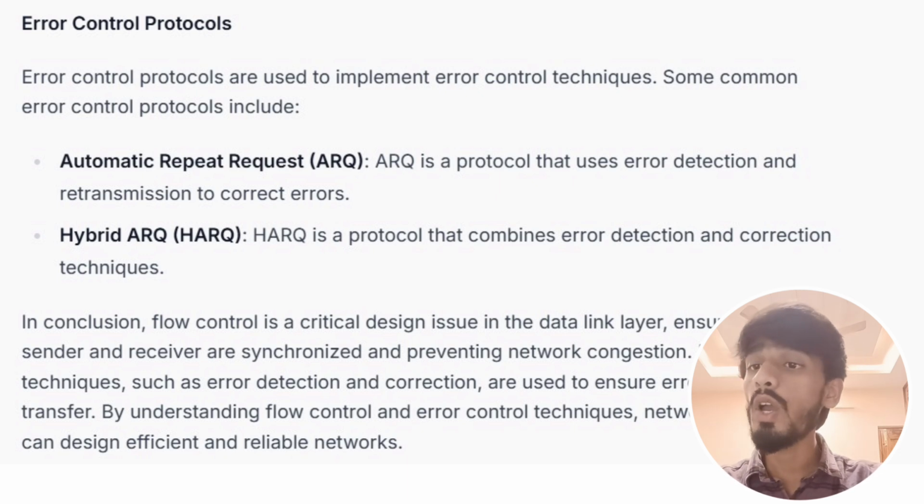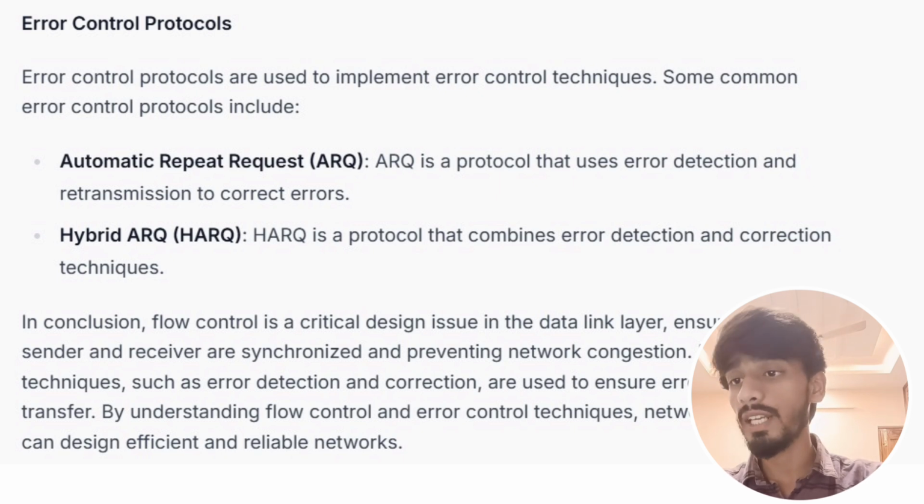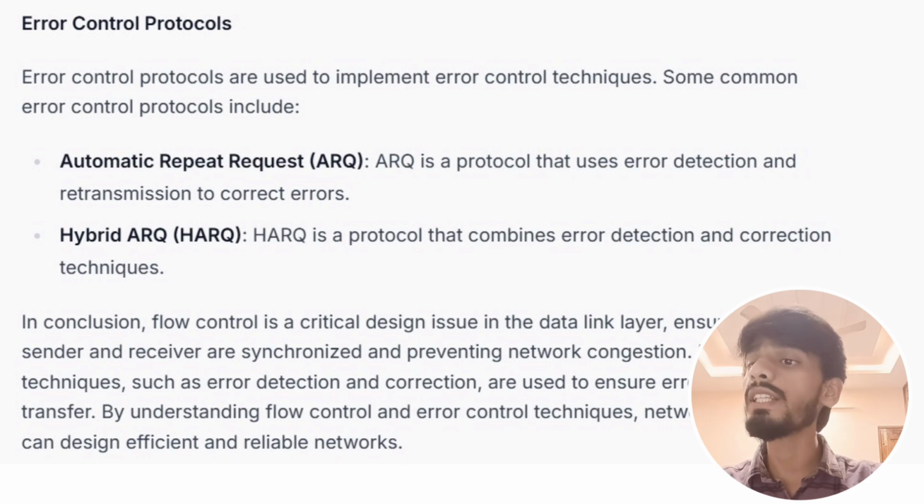In conclusion, flow control is a critical design issue, and error control techniques such as error detection and correction are used to ensure error-free data transfer. By understanding these, network engineers can design efficient and reliable networks.